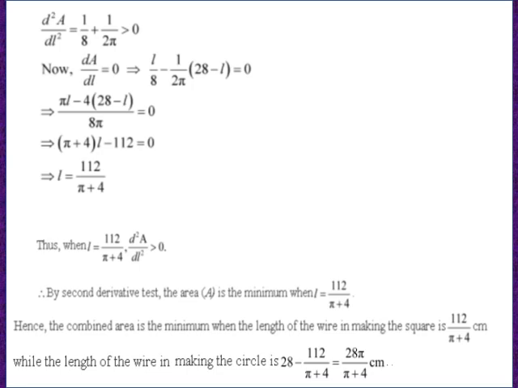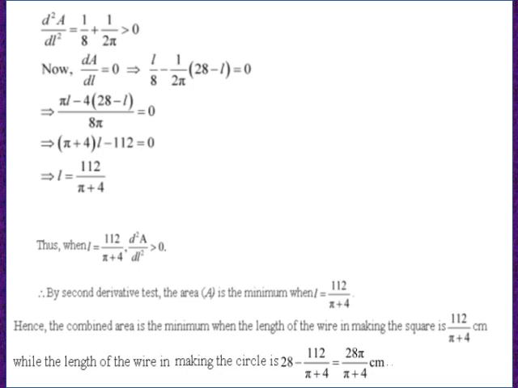Greater than 0. So if dA upon dL equals 0, we will get L equals what? 112 upon pi plus 4. So thus when L equals 112 upon pi plus 4, d2A upon dL2 is going to be positive. So by the second derivative test we know that if d2A upon dL2 is positive, the area will be minimum. So L equals 112 upon pi plus 4 when the area is minimum.